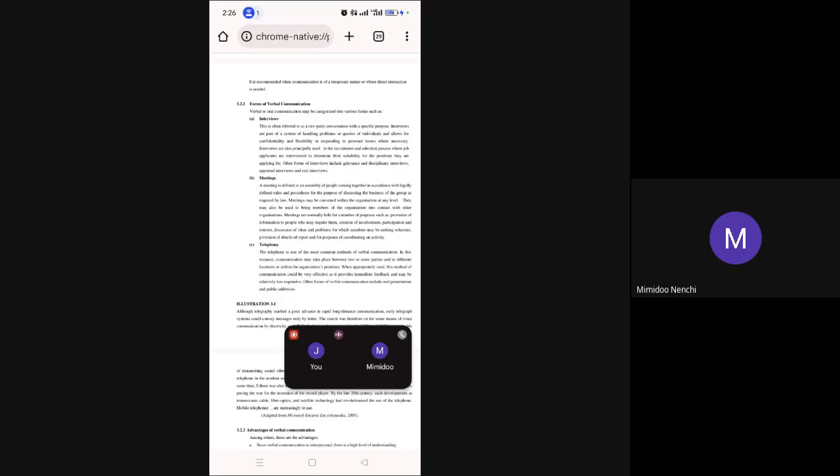In this instance, communication may take place between two or more parties and in different what? Locations, or within the organization's what? Premises. Like what we are having. I'm at my own location and you are also at your location. So because of the location difference, we are able to communicate with our phone. Are we together? We communicate via the internet. That's telephone communication.